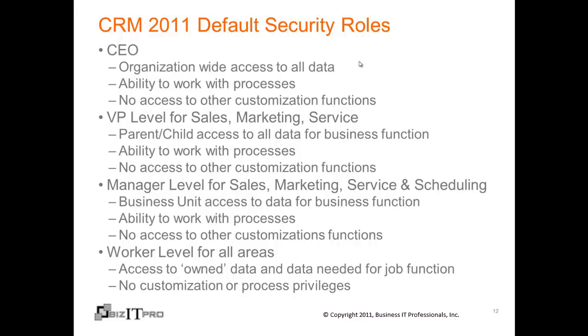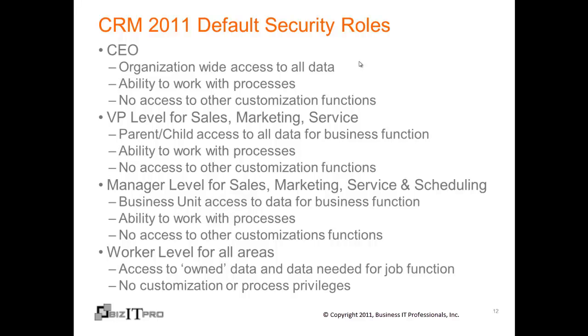Vice President level is very similar. The difference is, instead of having access to organization-wide data in all entities, the Vice President level is limited to data related to their business function, as well as the business unit they're in and any business units that they parent. Therefore, they could not see information in a business unit above them. Again, VP level does not have access to customization functions other than processes.